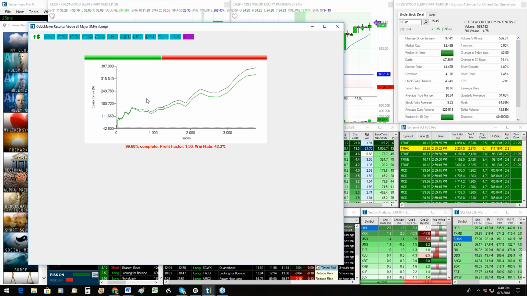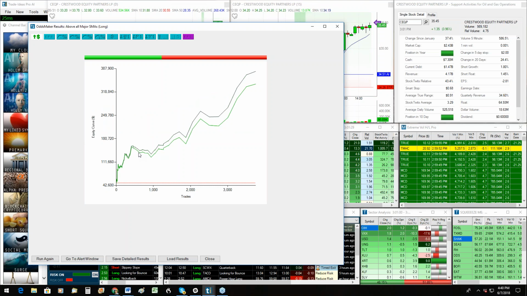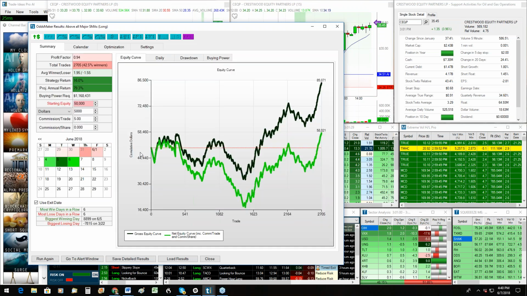And of course, it kind of gets hung up here in the last couple of percent complete. Okay, so there you have it. We have a profit factor of 0.94. A profit factor, what that means is basically taking your total profits and dividing by your total losses. So this is almost even Steven, all right?